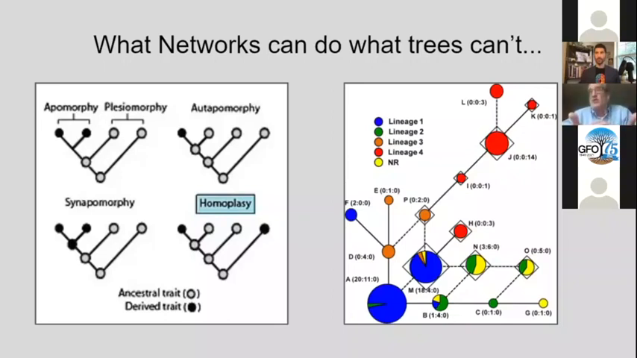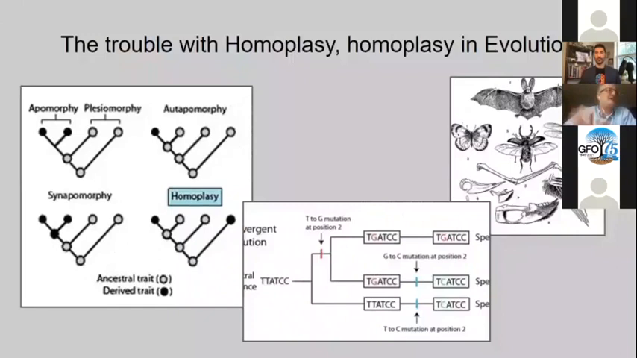Because you sometimes can't tell which one occurred first until you get maybe ancient DNA, or something else that really shows which mutation occurred first and which occurred second. And it's not always easy to figure it out. So networks can alleviate this, can cure the situation of homoplasies.